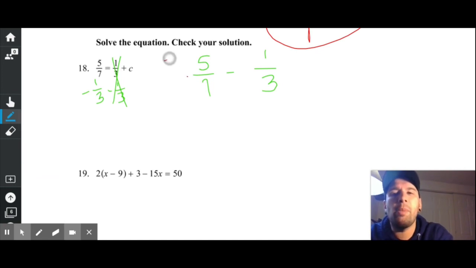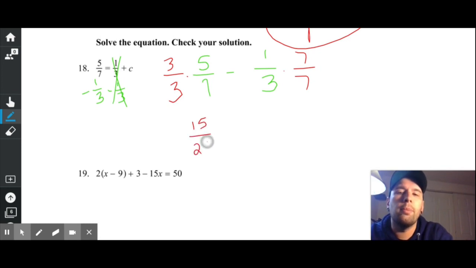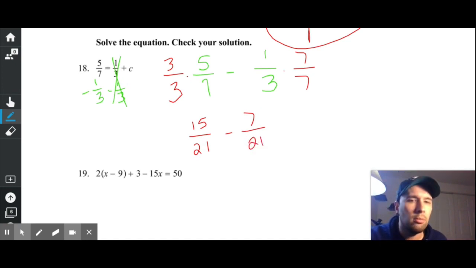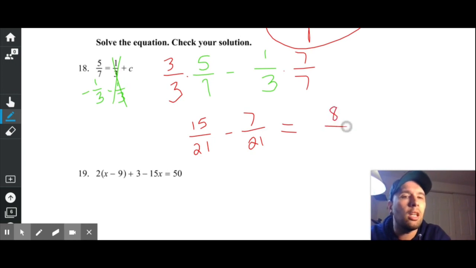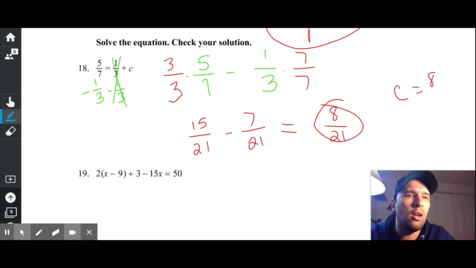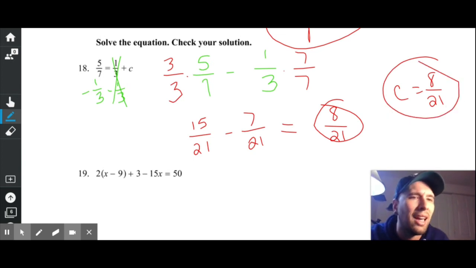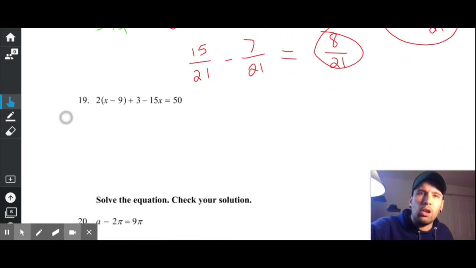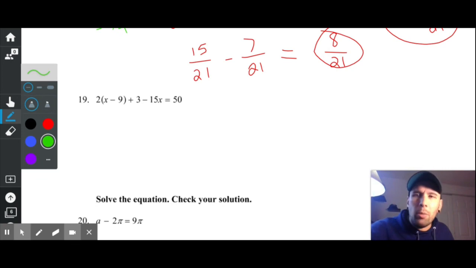So I'm going to multiply this one by 3 over 3 and this one by 7 over 7. 15 over 21 minus 7 over 21. Now that we have common denominators, you subtract the top. 15 minus 7 is 8. Keep the bottom the way it is. And that's my answer. So I really should write out c equals 8 over 21. Yes, we could have used a calculator, but that's not fun. I'm all about fun. I'm all about having a good time as I get my marker colors.